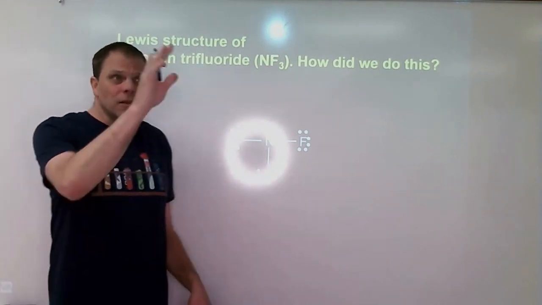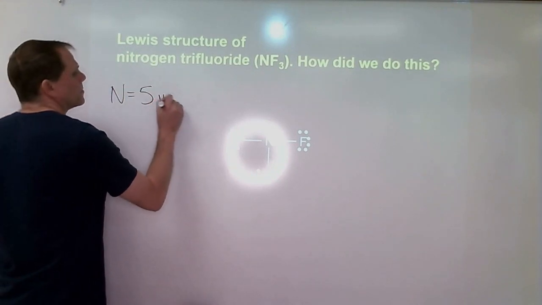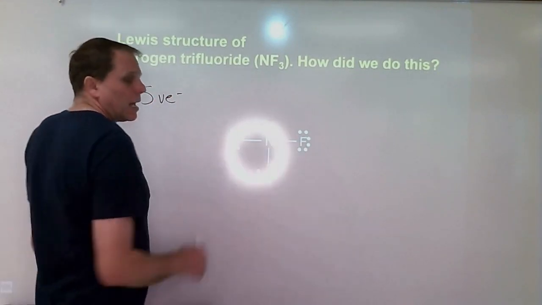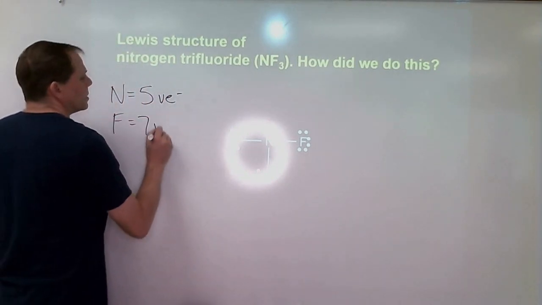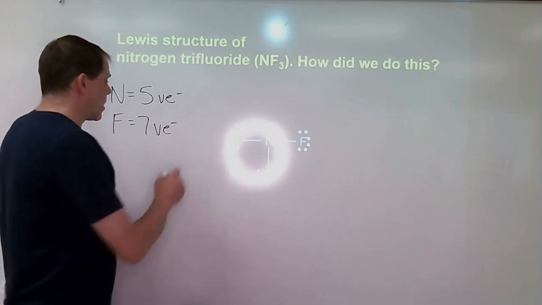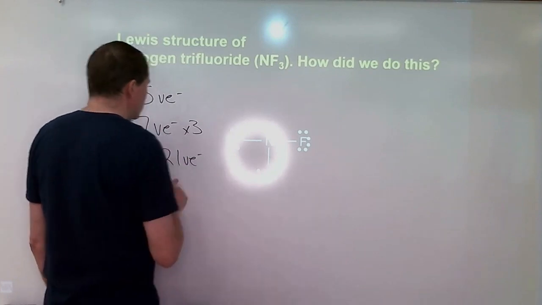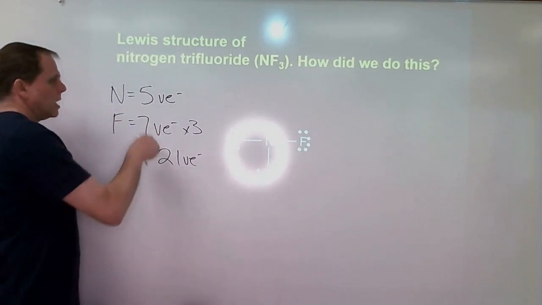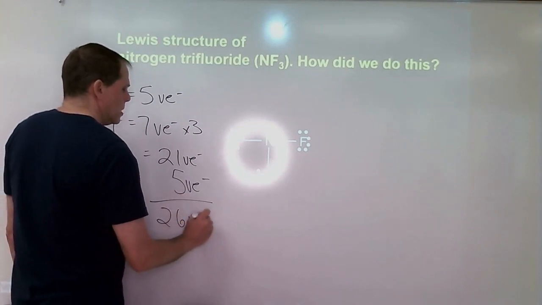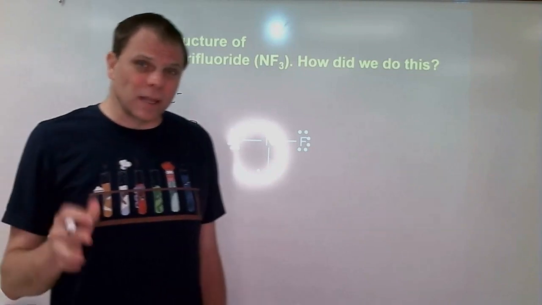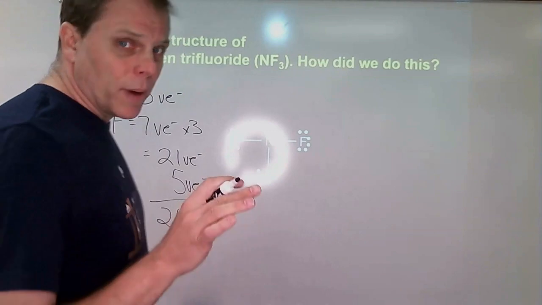If I look at nitrogen on the periodic table, it's in group 15. That means nitrogen has 5 valence electrons. If I look at fluorine on the periodic table, it's in group 17, which means it has 7 valence electrons. However, I have 3 of those, right? So that means I've got 21 valence electrons with my fluorines, and 21 plus 5 is 26. So my job is to place 26 valence electrons around this structure, to do my Lewis structure.